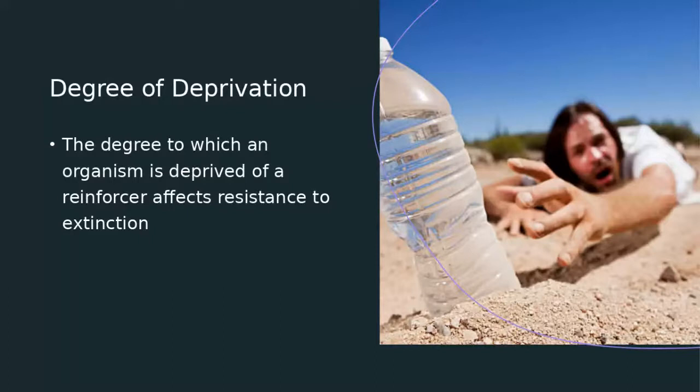Next, degree of deprivation. This is the degree to which an organism is deprived of a reinforcer, and that can affect the resistance to extinction. Let's go back to our example of the soda machine. If you use a soda machine, you put in money, you push a button, the soda comes out. You may repeat that behavior one more time, put in more money, but typically, very quickly, that behavior will extinguish because you're not getting the reinforcer.